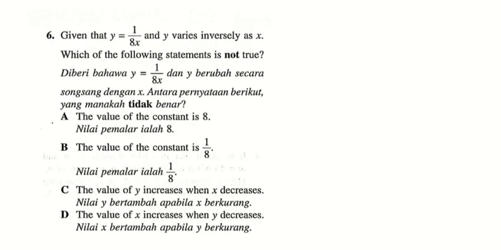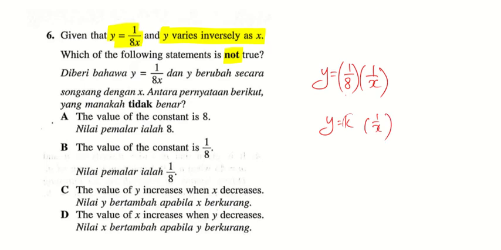Next, number 6. Given that y equals this and y varies inversely as x, which is not true? Now, y equals 1 over 8 is the k, and then 1 over x, that is called varies inversely. So the constant is 1 over 8. y equals k times 1 over x. The constant is 1 over 8. This is true. Constant is 8, that is false. y increases when x increases, true. x increases when y decreases, that is true. So the question is, which is not true? A is the answer.